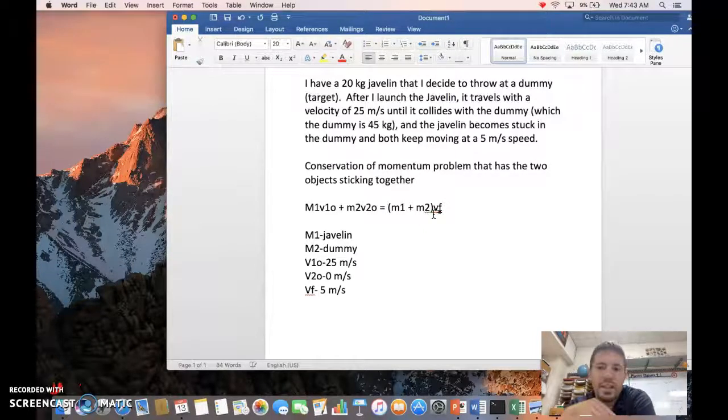Now, I haven't set anything up in terms of solving for something, but maybe I want to change this and say they get stuck and they both keep moving at what speed. Then this would be my x variable, the unknown, and I would plug stuff in and solve it. So that's what I'm asking you guys to do.